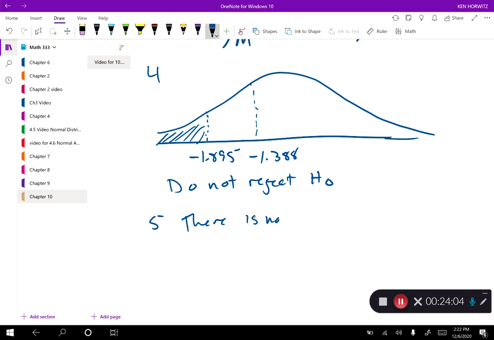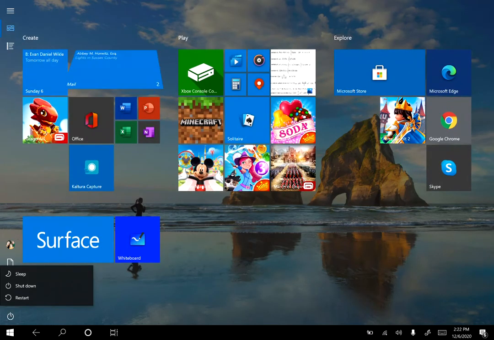There is not enough evidence to support the claim. And you guys can finish that up. All right, so there's example number 1. Take a look. All right, so now we're going to move on to example number 2.